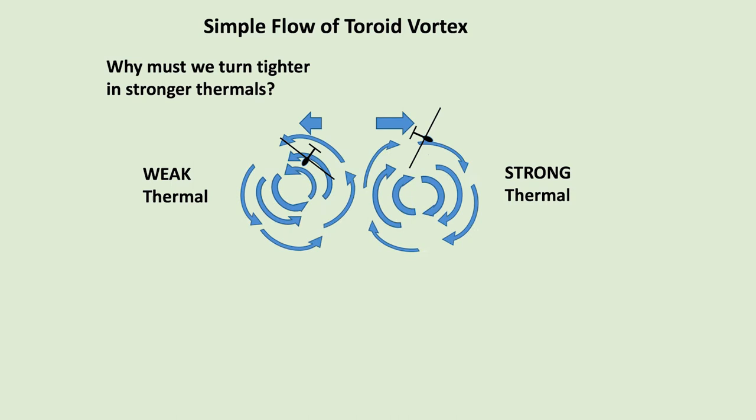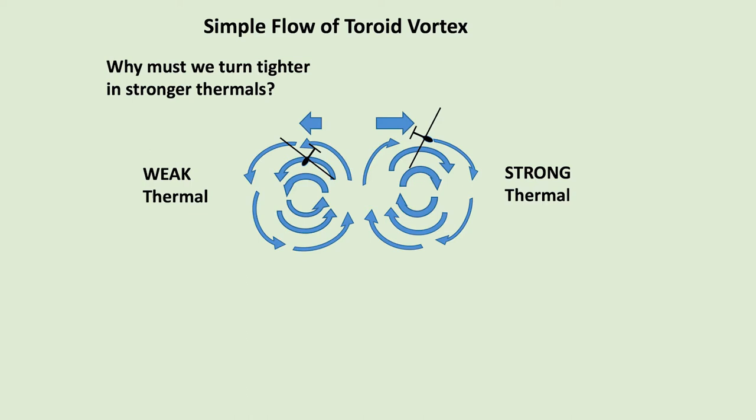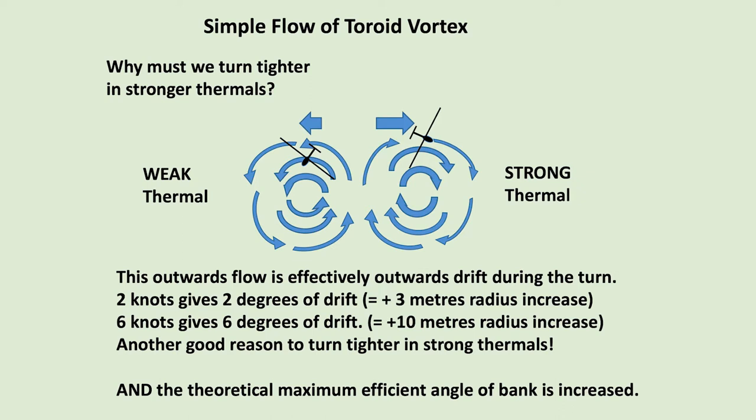Well, very clearly here we can see there's very little drift from the centre core in the weak thermal, but a very powerful force pushing us out in a strong thermal. So we have to fight more aggressively to stay in a strong thermal. This outwards flow is effectively outwards drift during the turn.